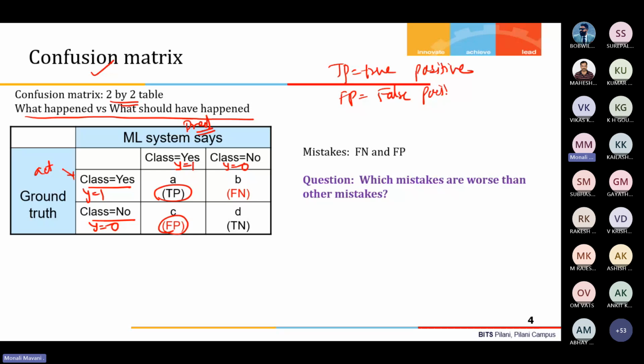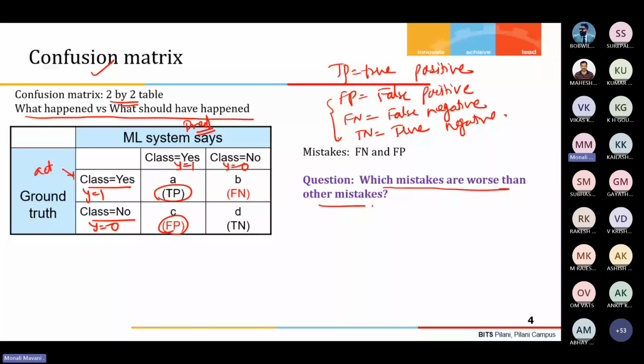so as a name, it's a literal meaning, so you can understand what is true positive. Can somebody tell me? The expected result, the ground truth, is yes, and machine learning also says yes. Correct. So likewise, you can understand what the rest of the terms are. Now the question: what are mistakes? Our false negatives and false positives are our mistakes. So the question is, which mistakes are worse than other mistakes? All are mistakes. So again, you need a little understanding of your domain.